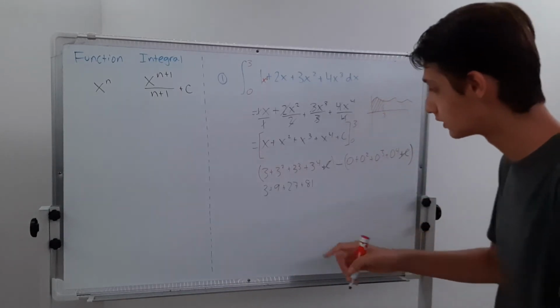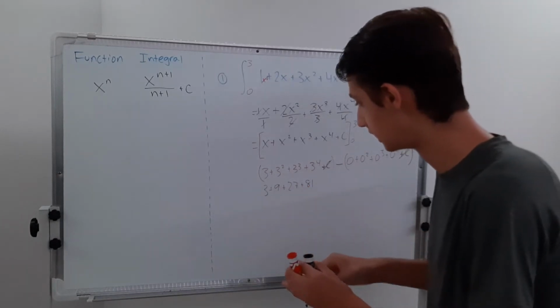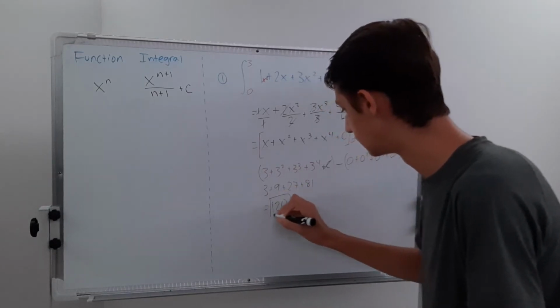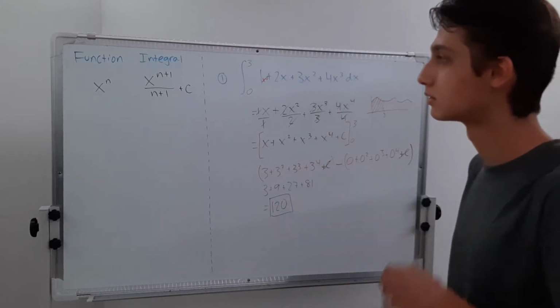So let's just add these up. This is going to be 90 plus 30, and that's going to be 120. And that is our area. So that's our first integral.